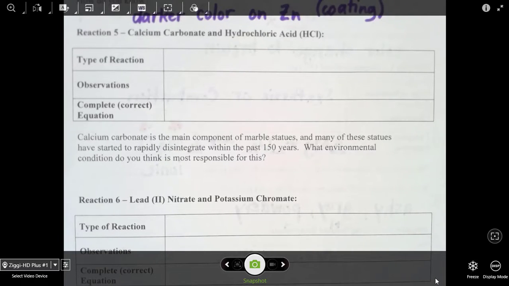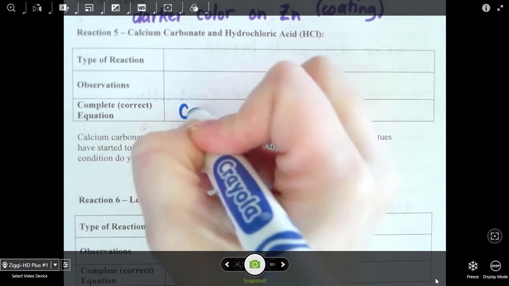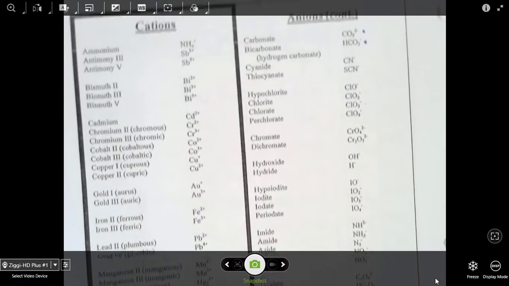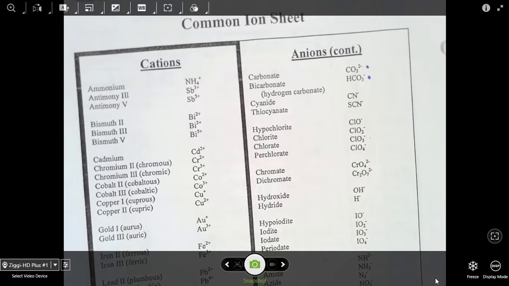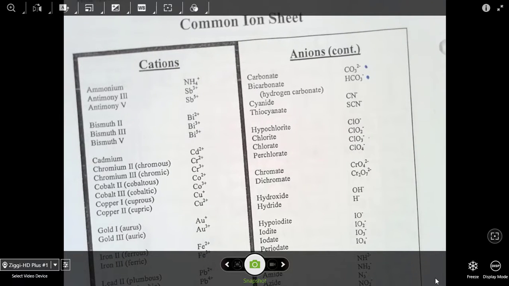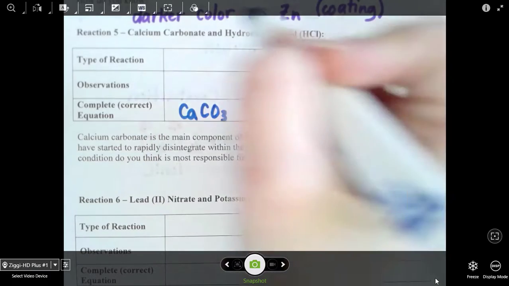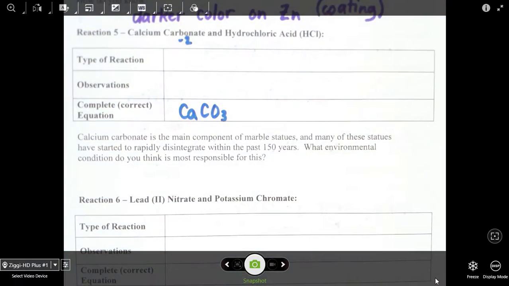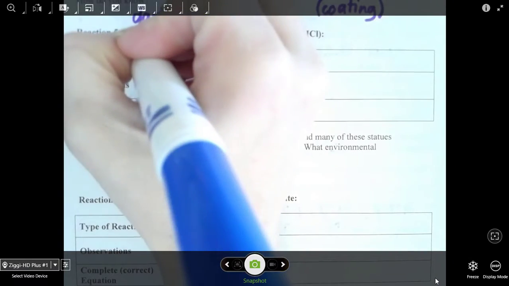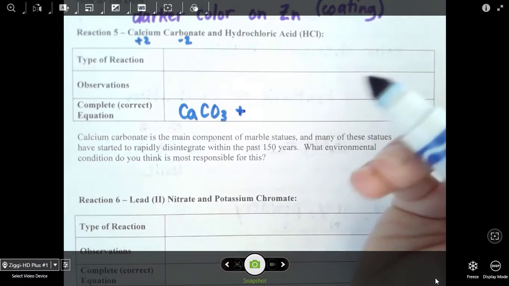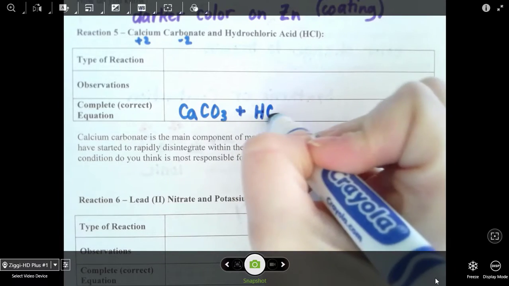So next one, calcium carbonate and hydrochloric acid. So what is calcium carbonate? Well, I know there's calcium in it, and then carbonate, gotta go to the list. CO3, what is carbonate's charge? -2. So we have CaCO3, and I know carbonate's a -2, calcium's +2. So that balances, so it's just CaCO3 plus hydrochloric acid, and it tells me that is HCl.